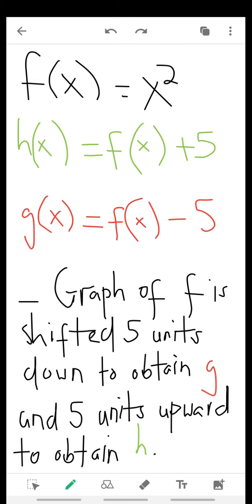Similarly, g of x will be equals to f of x. Remember, f of x is x squared. Then it will be minus 5, meaning 5 units downwards. Okay, so the graph of f is shifted 5 units down to obtain g and 5 units upwards to obtain h.